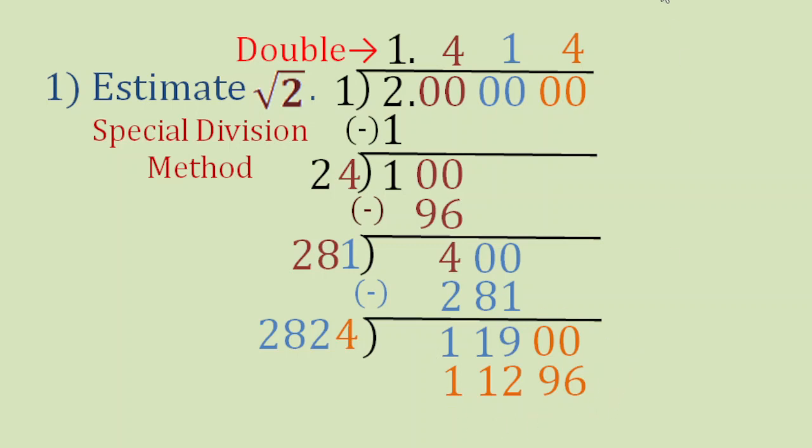We don't need to continue because we already see 3 decimal places here, and actually we are just asked to estimate to the nearest hundredths, so meaning to say 2 decimal places only. So our estimate is 1.41. Let's do another example.